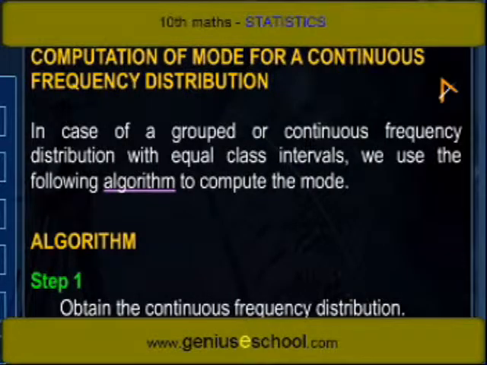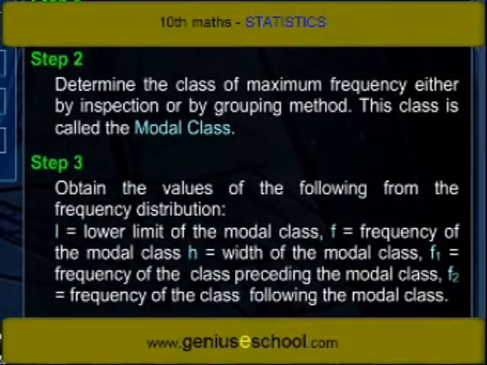For grouped or continuous frequency distribution with equal class intervals, we use the following algorithm to compute the mode. Algorithm. Step 1. Obtain the continuous frequency distribution. Step 2. Determine the class of maximum frequency either by inspection or by grouping method. This class is called the modal class.